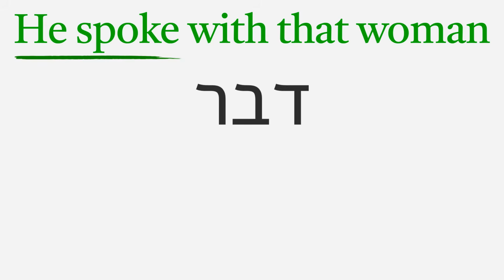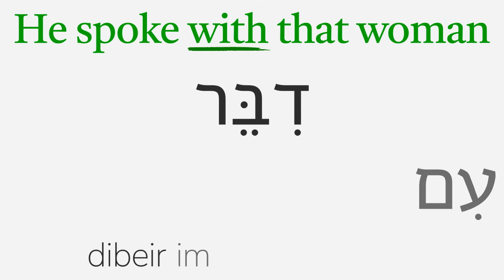Let's start with the verb, he spoke. This is a past tense verb whose subject is hu, he. The root this verb will be from is dalet beit resh, and the binyan it will be in is the piel. To make the hu form of the past tense in the piel, we put a hirik on the first root letter and a dagesh and sere on the second root letter. That makes diber, he spoke.